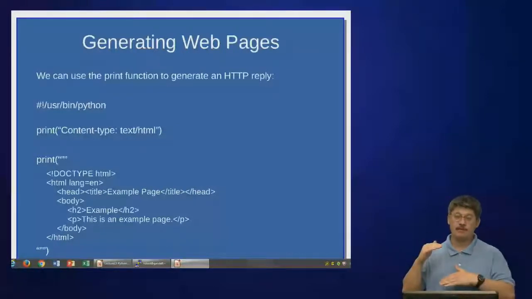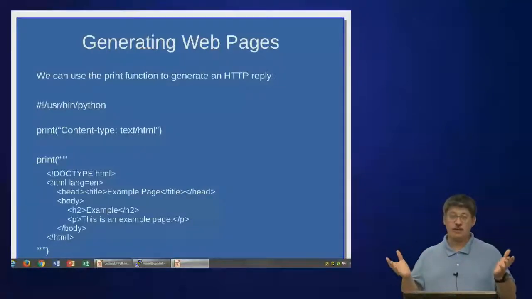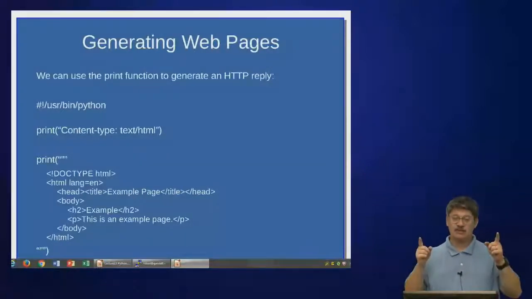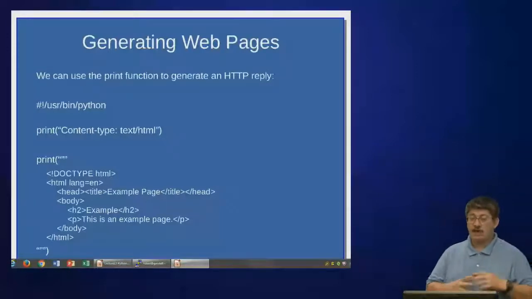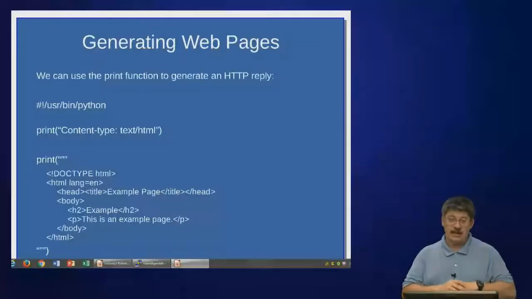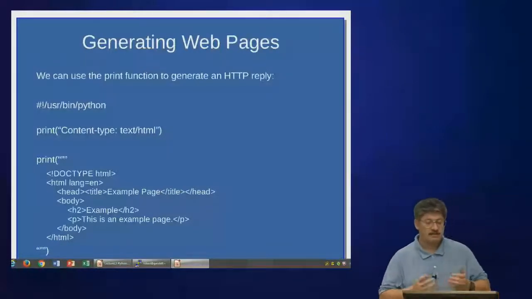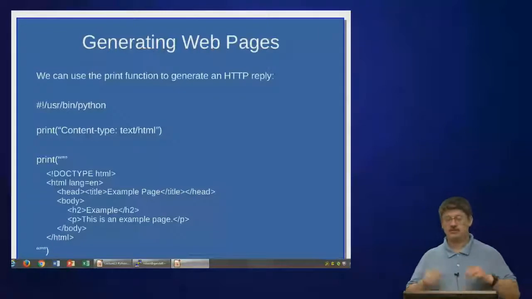And then the body of my HTTP response is a valid HTML web page. I've got my doctype HTML tag. I've got my HTML and my /HTML. Notice my HTML tag has a lang=en attribute to set the language to English. I've got a valid head and body section. And in my head section, I have the title, which I've set to example page. In the body, I have an H2 element that just says example in big block letters. And then I have a paragraph that says this is an example paragraph.